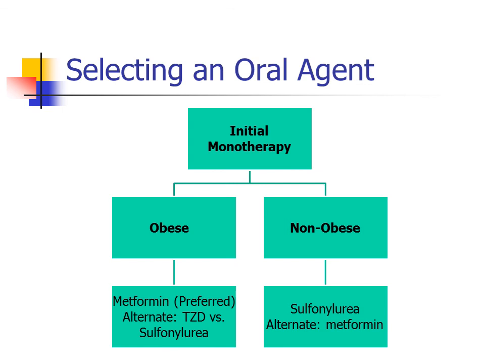For your non-obese patient, probably the most cost-effective HbA1c lowering agent is your sulfonylurea. So if you're not concerned with a little bit of potential weight gain, that's probably your agent of choice, with your alternate agent then being metformin.